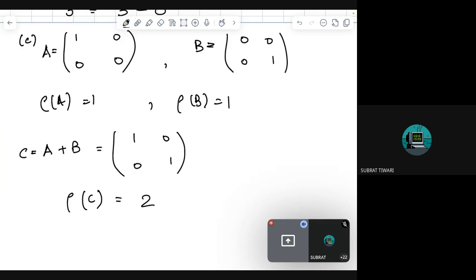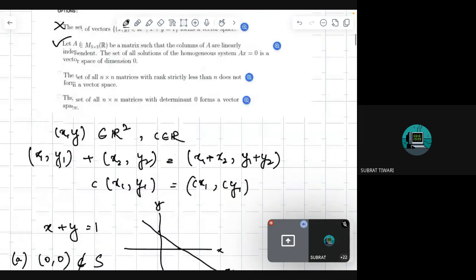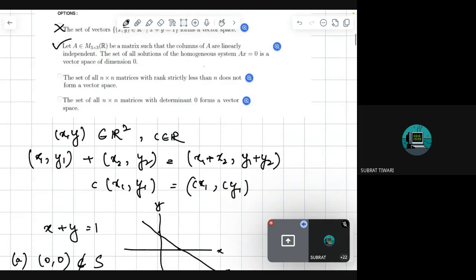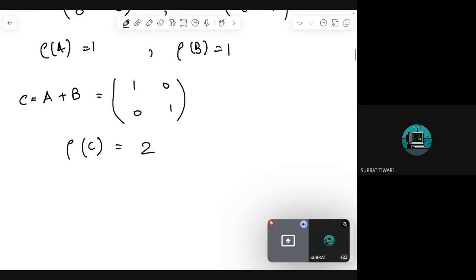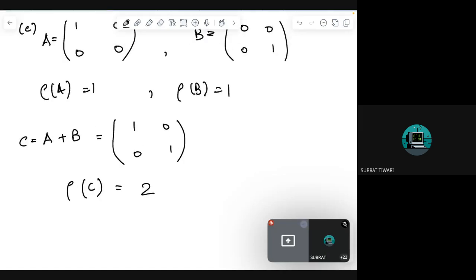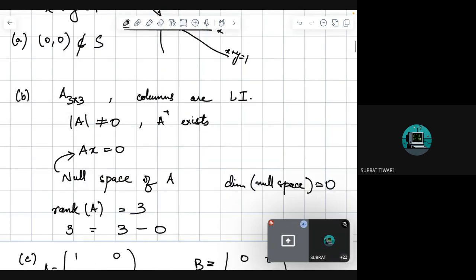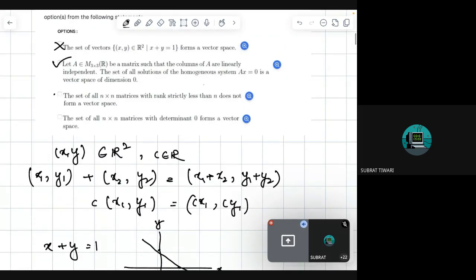If it formed a vector space, then rank should be strictly less than n, so it should be strictly less than 2. Rank should be strictly less than 2 if it formed a vector space, but we are getting that the rank is 2, which means it does not form a vector space. So if it does not form a vector space, then the statement that is given here is correct.